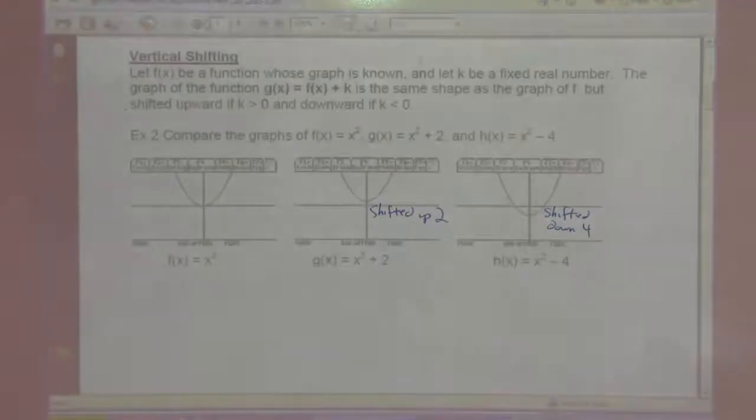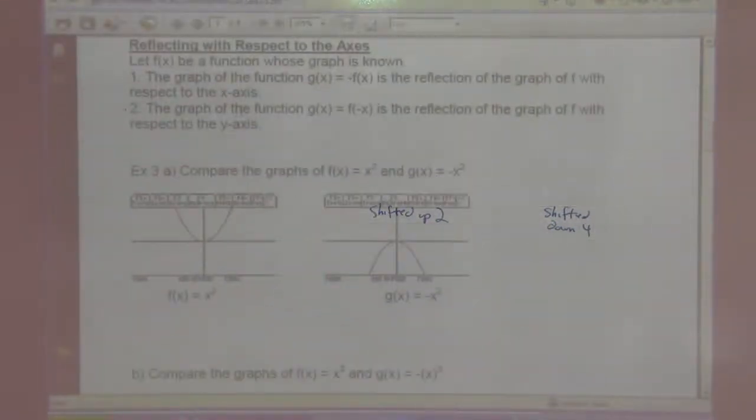Oh, wrong button. Scroll down. Sorry about that.